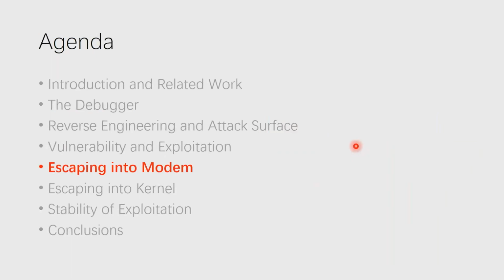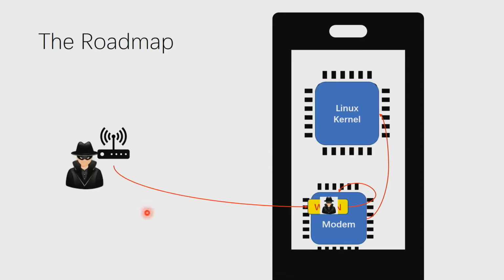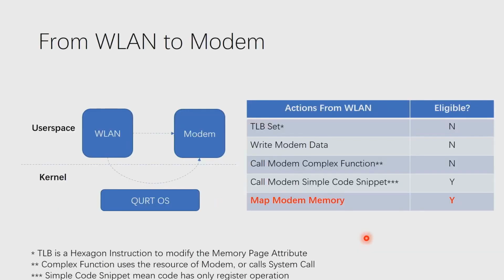Okay. Now we are in the WLAN. The next step is to escape into the modem. This is the load map, and we are now here. No, from here to here. Now we are here. We are going to the modem.